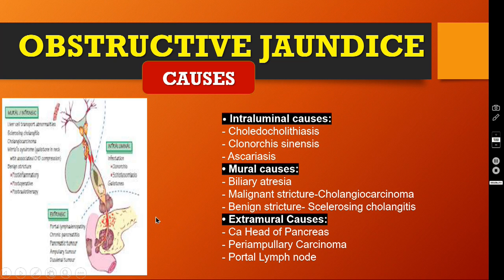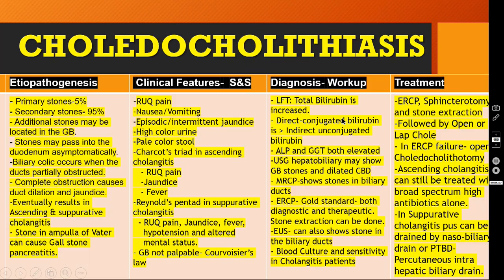All these causes you are seeing here in picture form. So this is carcinoma head of the pancreas, periampullary carcinoma, cholangiocarcinoma. This is choledocholithiasis. This is a parasite, either Ascariasis or Clonorchis sinensis. This is a benign stricture. So everything is shown here.